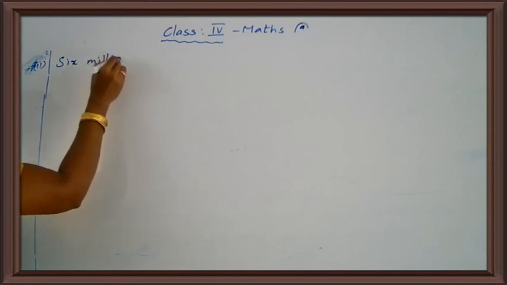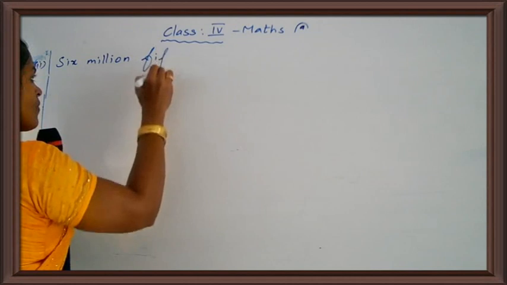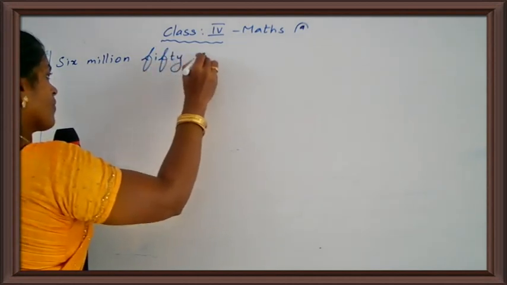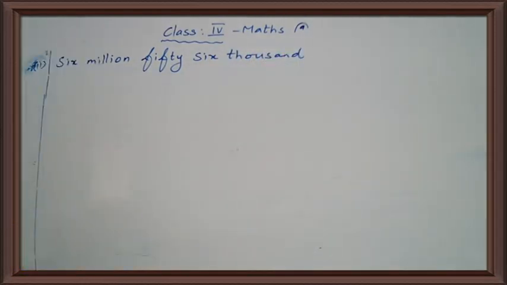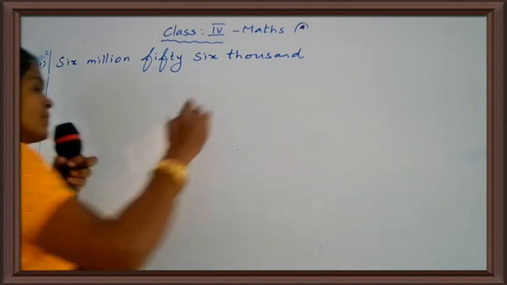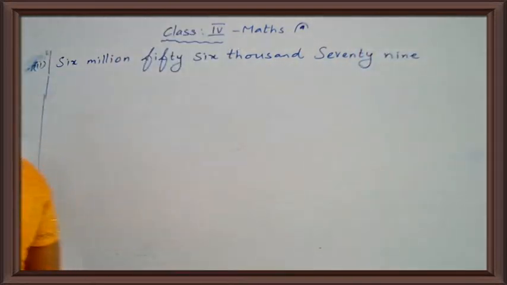Six million. Don't write, children. Listen. Six million 56,000 79. So your question is 6,56,079. Write the numbers for the given number names. Also draw an international place value chart and write the numbers in it.